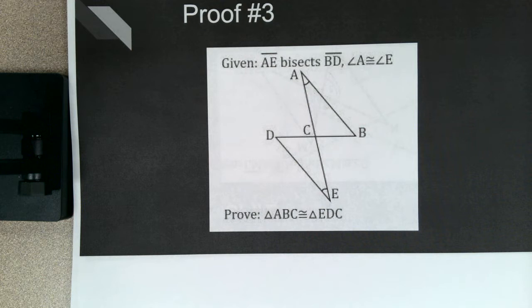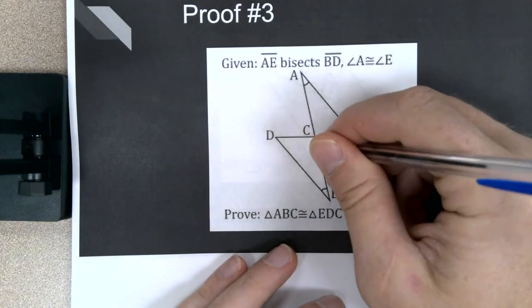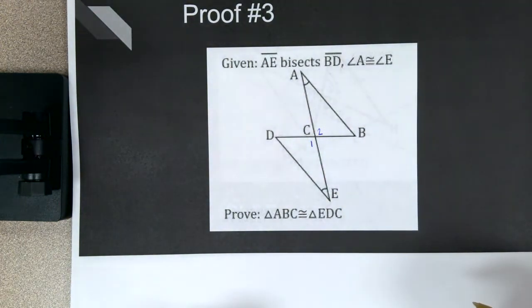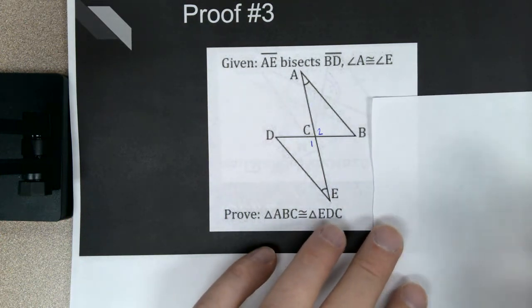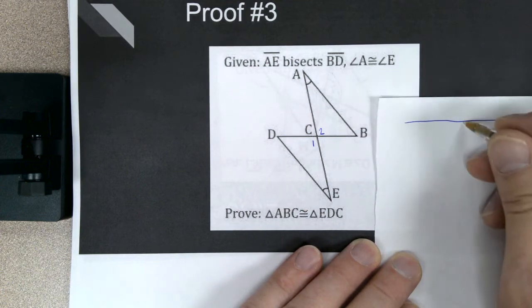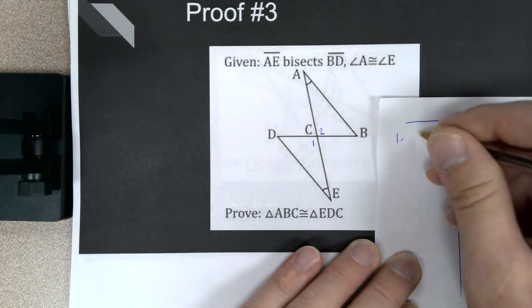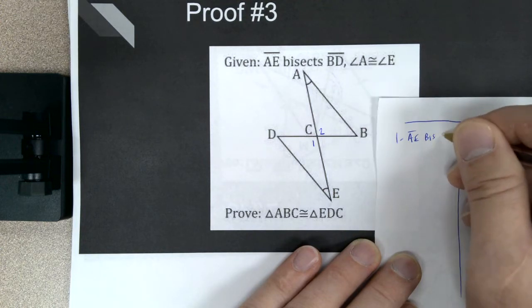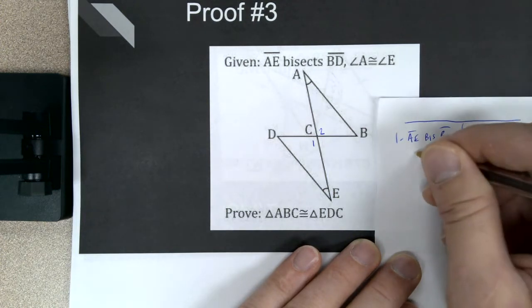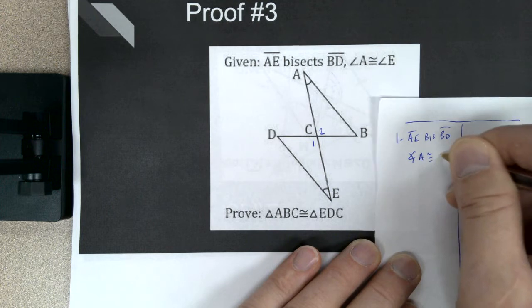Now on proof number 3, here's what I want you to do. I want you to go ahead and try this one right now on your own. I'm going to go ahead and put in a couple angles, 1 and 2 there in the middle, to help you. But I want you to go through and see if you can go through the proof. We'll start, obviously, by writing down the given together. AE bisects BD, and angle A is congruent to angle E.